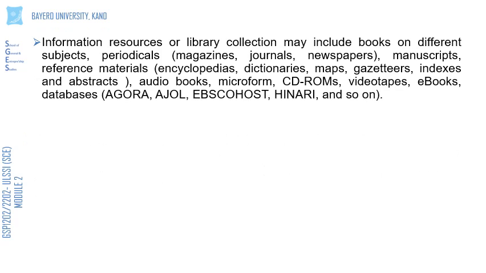Information sources or library collections may include books on different subjects, periodicals, which are magazines, journals, newspapers, which are usually published within a particular interval. That is why we call them periodicals. We also have manuscripts, and reference materials, which are encyclopedias, dictionaries, maps, gazetteers, indexes, and abstracts. We also have audio books, microfilms, CD-ROMs, videotapes, e-books, and databases like AGORA, AGILE, EBSCOhost, HINARI, and so on. We have varieties of these databases which are sources of information.